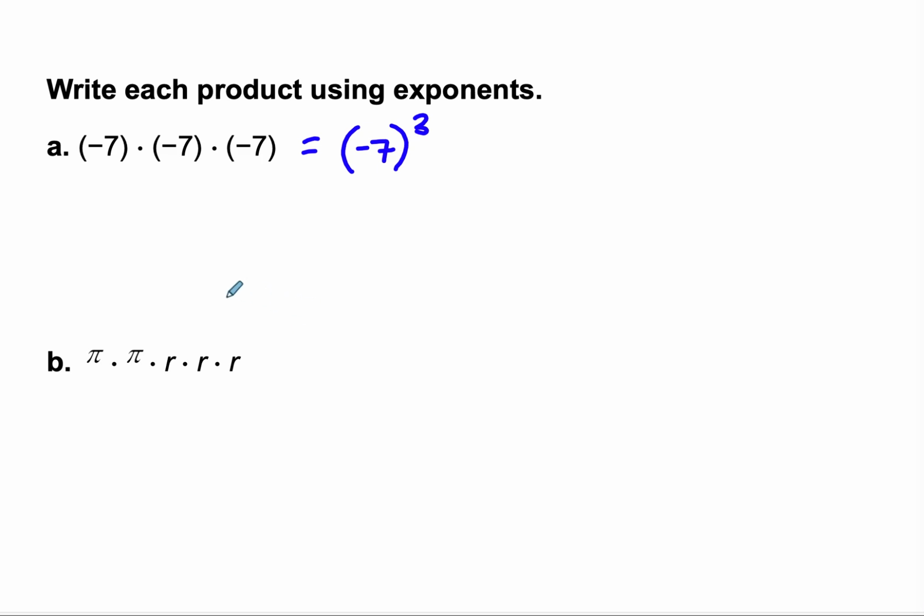All right, let's take a look at B. This time, instead of numbers, I have symbols. I have pi times r times r times r. So I have 2 pi's, so I'm going to write pi squared. And then I have 3 r's, so I'm going to write r cubed. And when I write them right next to each other like that, that shows that this value and this value are multiplied together. So pi squared r cubed means the same thing as this.